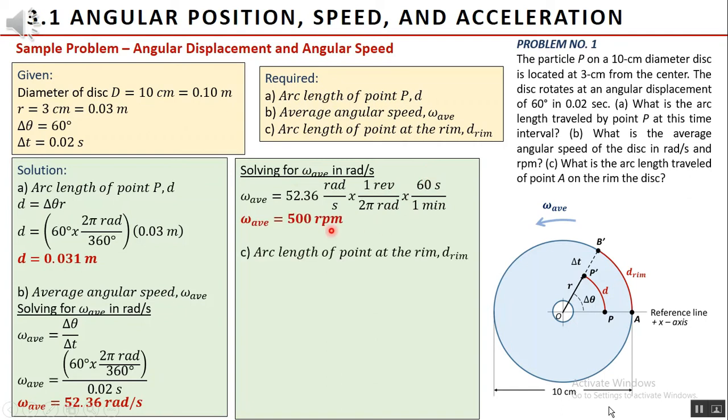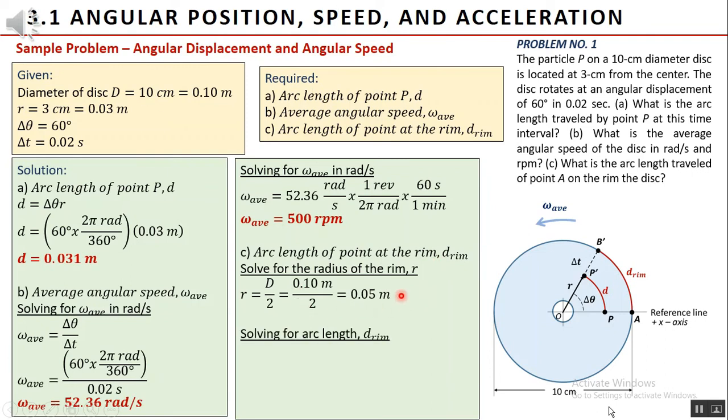Lastly, for letter C, to solve for the arc length of the point on the rim, we first solve for the radius, that is half of the diameter, which is equal to 0.05 meter. Take note that the angular displacement of any particle on a rigid body is constant, therefore the angular displacement of point A is also 60 degrees. Then again, converting this to radians and multiplying by the radius 0.05 meter will give an arc length of 0.052 meter.